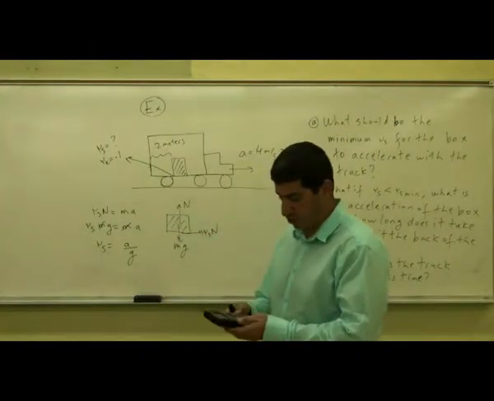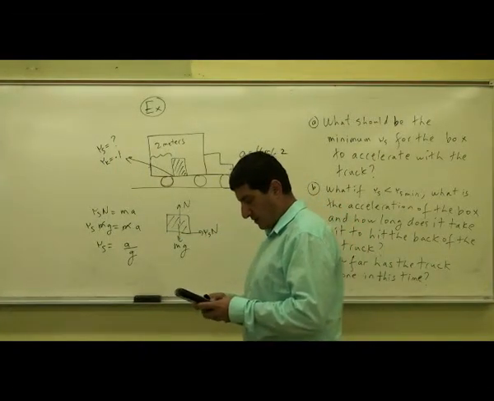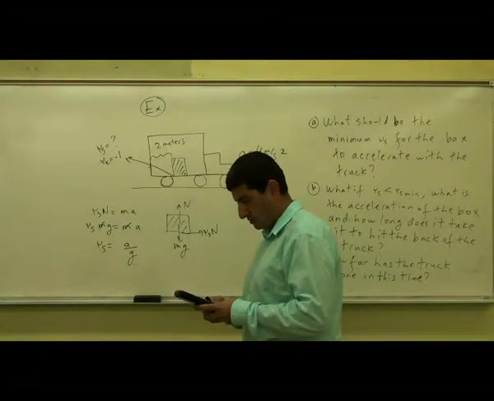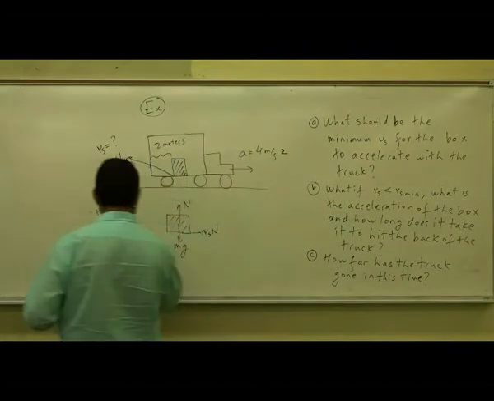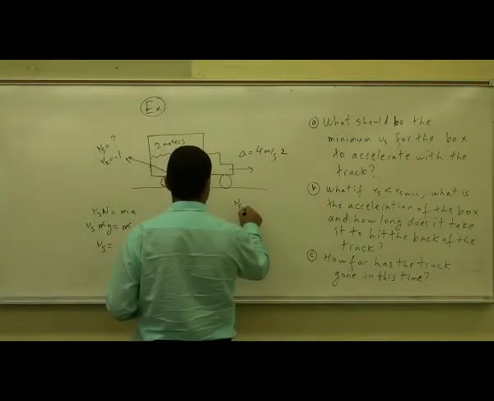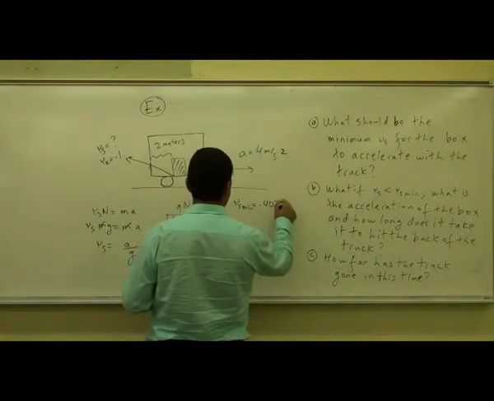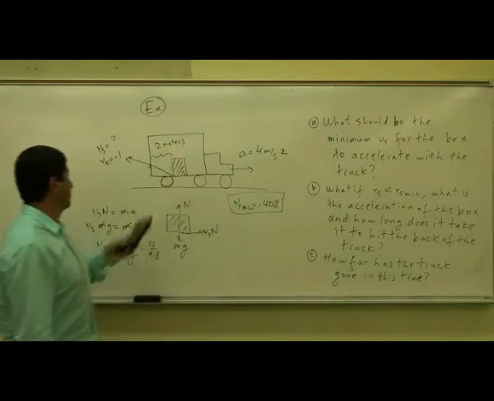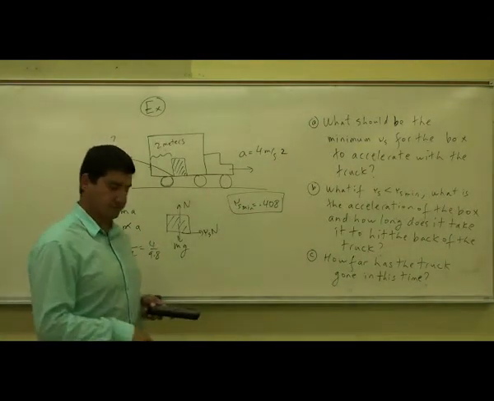So what is this equal to? 4 divided by 9.8. Okay, so this is 4 here. μs minimum comes out to 0.408. So the minimum coefficient of static friction you need over there is 0.408.